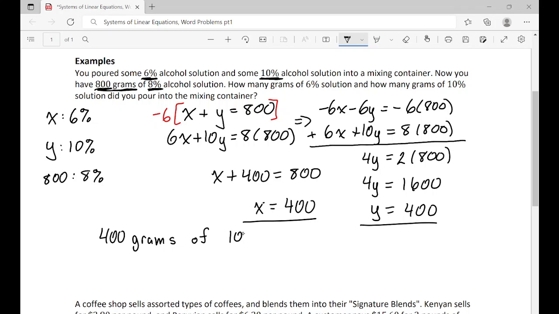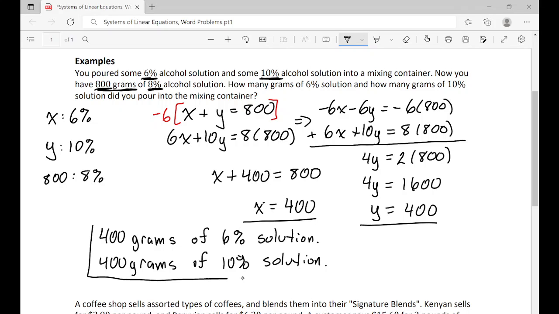of 6% solution, and I need 400 grams of 10% solution. So this is why we write out our answer like this, because just saying 400 each doesn't actually say how much of what I need. You need to specify that 400 grams of 6% solution is necessary and 400 grams of 10% solution are necessary.